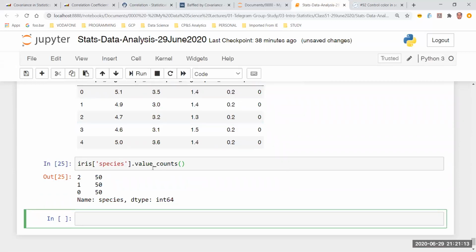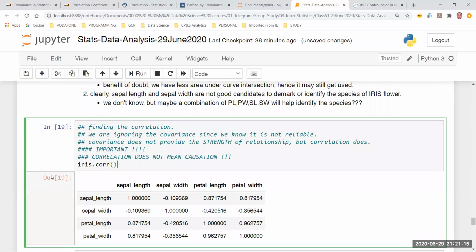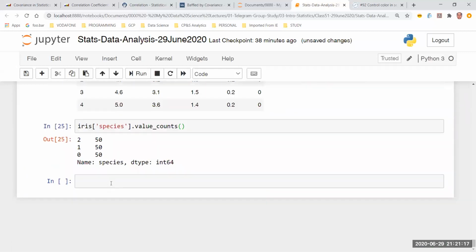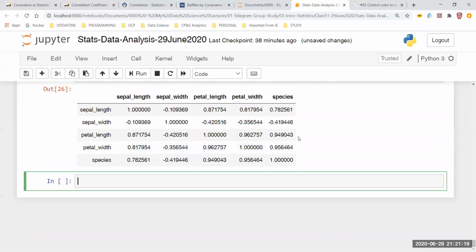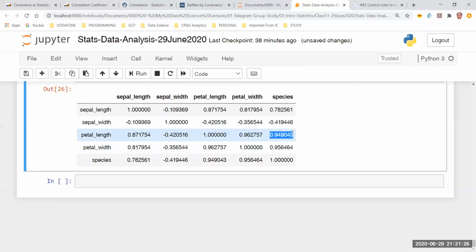Now if I do the correlation, let's see what happens. Let's see if this correlation is going to work now. You see over here, I can see the correlation of species, and the most effective correlation is this: petal length and petal width have near to 100% positive correlation. This is what I wanted to show you. The moment I convert it into a number, I'm able to get the answer.